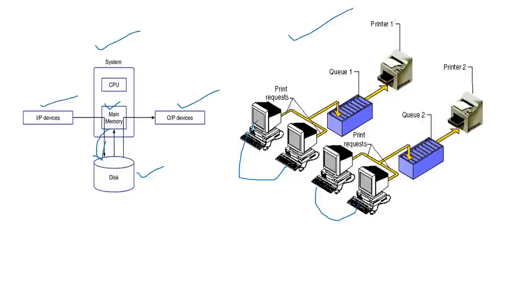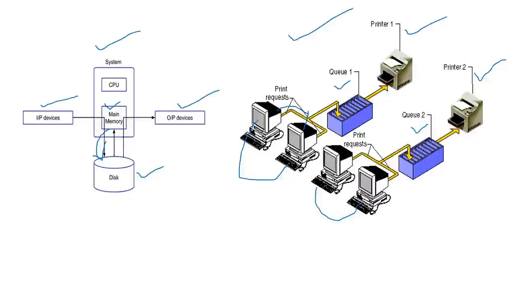You can also see in this diagram there are many computers which are connected, and the printers. There are two printers here, printer 1 and printer 2, and you can see this is Q1 and this is Q2. These two systems have sent the print request, and you can see this is a queue. Whichever request is first here will be the first one to get the printer. That is, it works in a FIFO manner, first in first out.